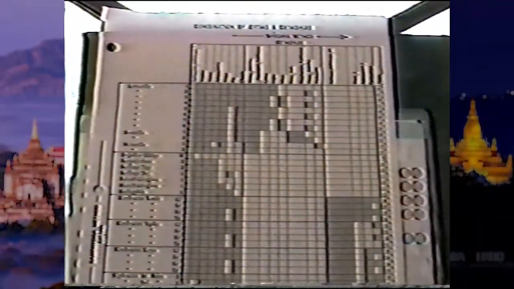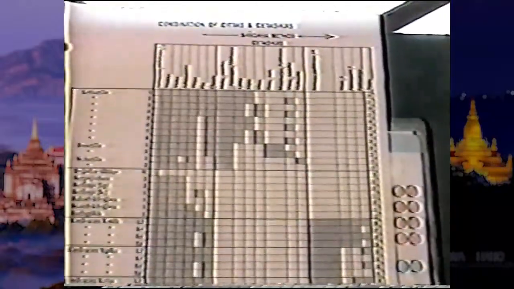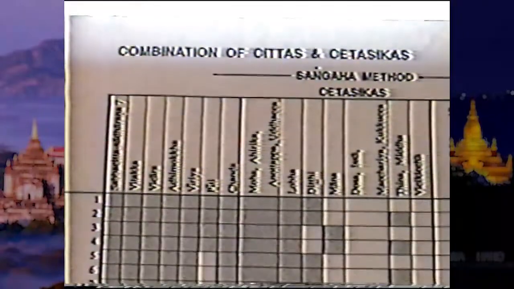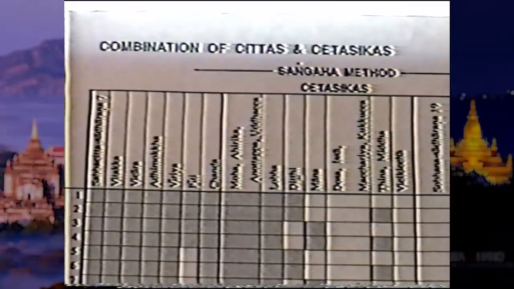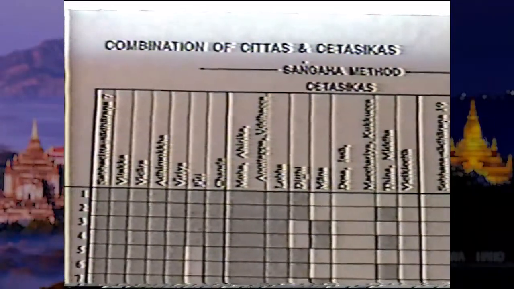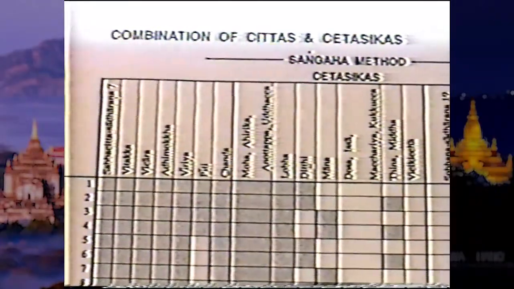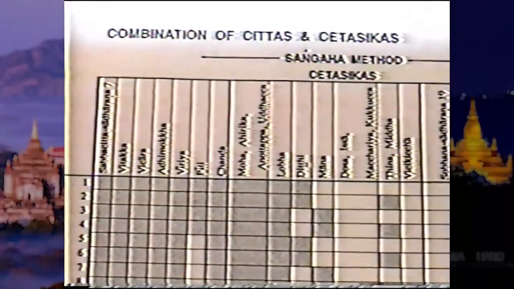So that can be studied from this chart, right? Most of you have this chart. So if you have this chart, I don't have to tell you anything about it. You can already find out, right? But it is better to try to remember from memory, say how many, 19 cetasikas, 21 cetasikas, and so on.